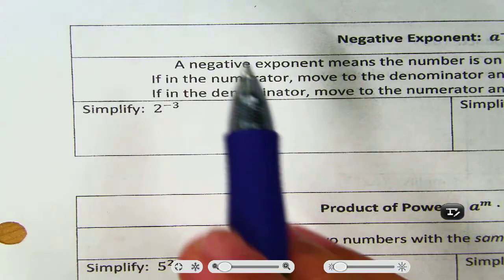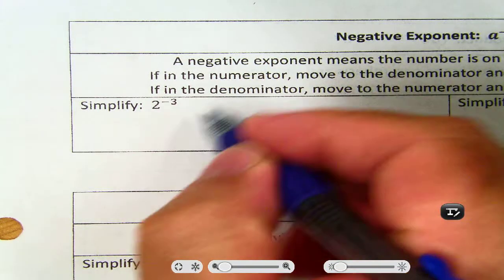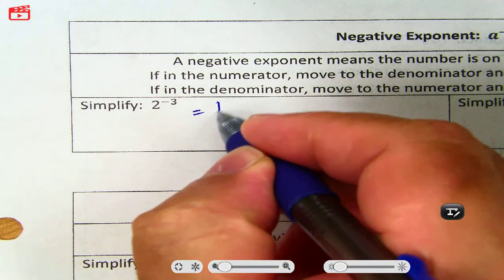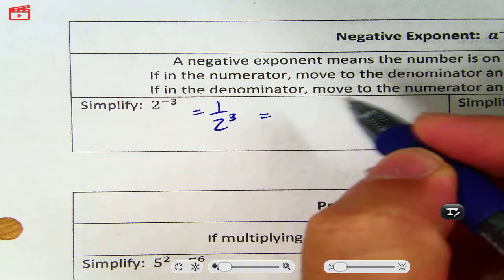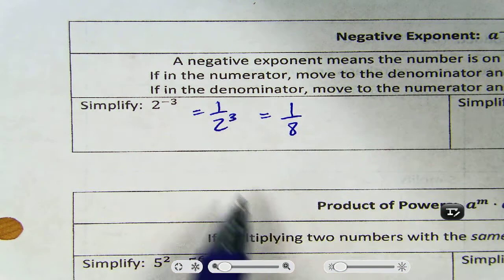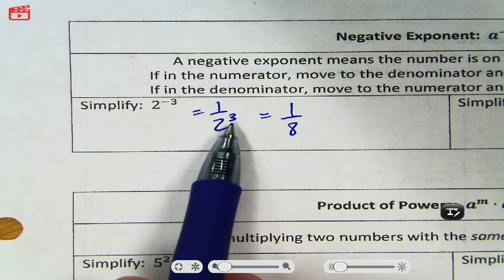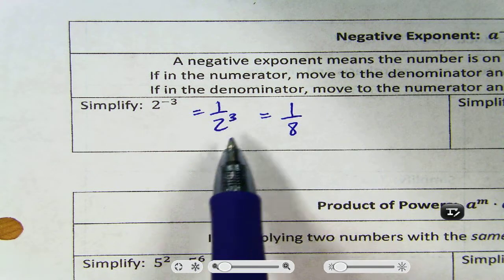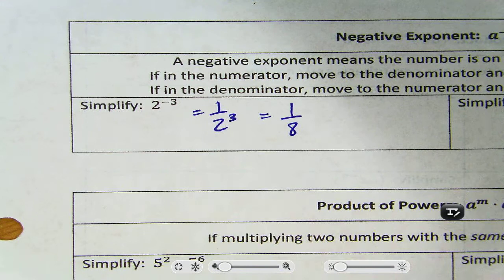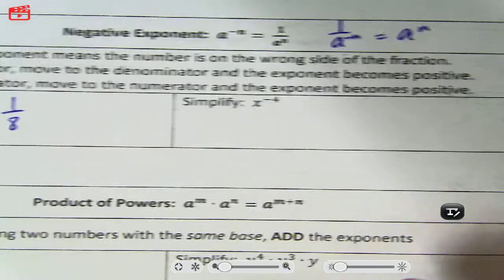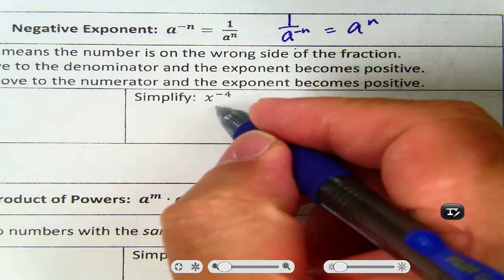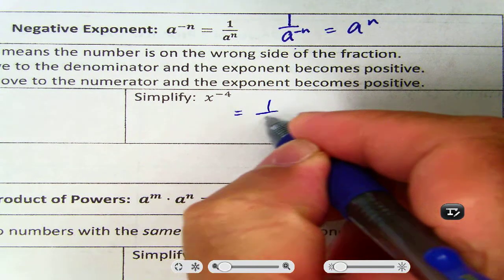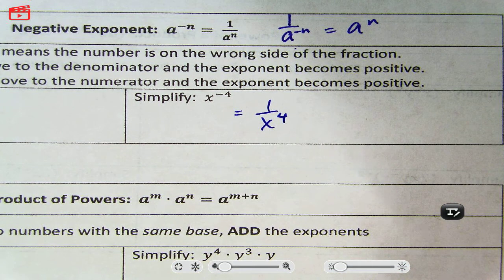So here we have 2 to the negative 3. That becomes 1 over 2 to the third, or 1/8. Now for some of these, if the exponent gets big, and it doesn't take long to get big, we're going to just leave it in exponential form. But 2 to the third is reasonable, so we'll do that one. Next one, x to the negative 4, you rewrite that as 1 over x to the positive 4. And that's it.